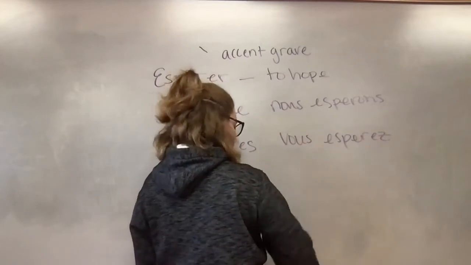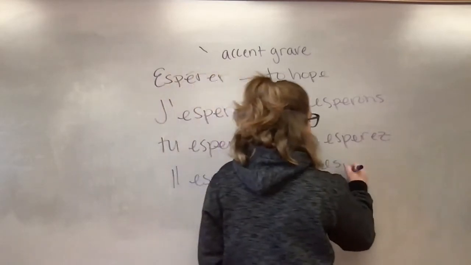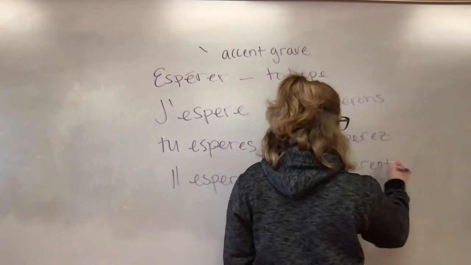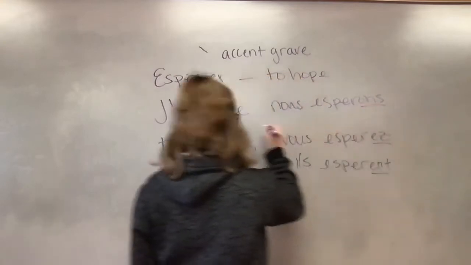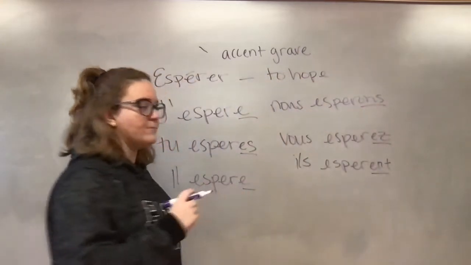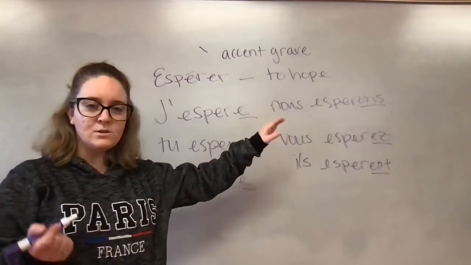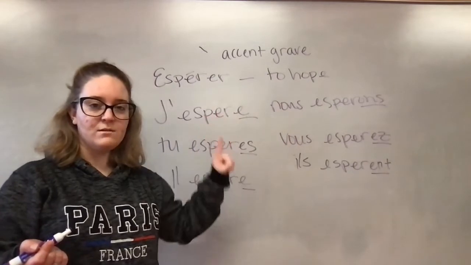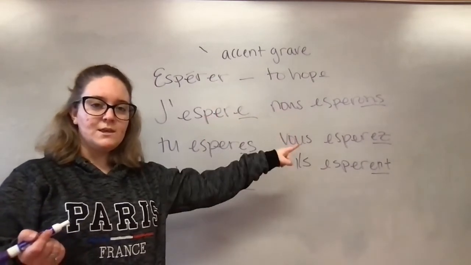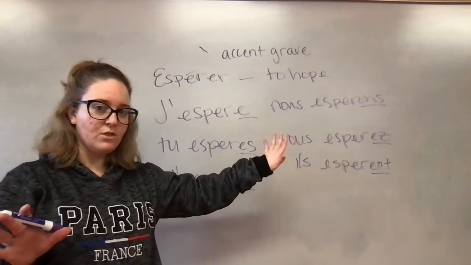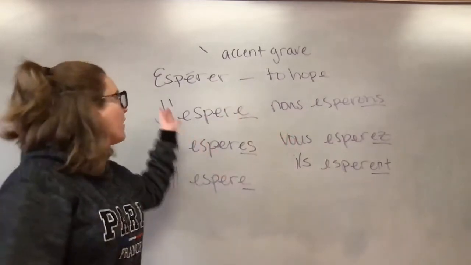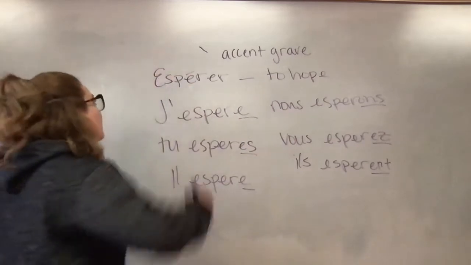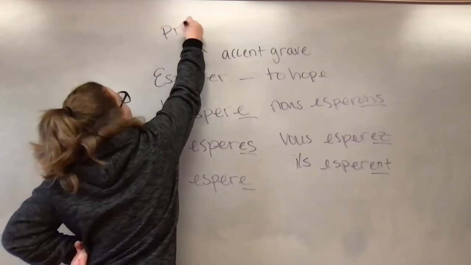Great. So again, I reiterate the fact that the endings are all the same as we are used to with our ER verbs, okay? We have e, es, e, ons, ez, ent. Nothing changed, nothing crazy just yet. All right, you'll notice that espérer has an accent aigu. And actually, now that I think about it, I should have left this up here.